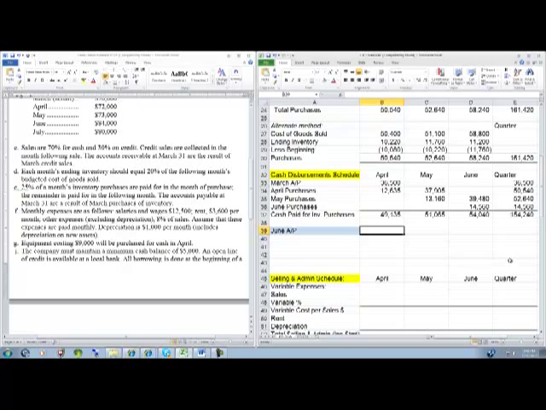Now, thinking about that June AP again, remember it's the amount that was purchased in June that's not going to get paid for until July, and that's 75% according to our assumption. Alright, we've got our cash paid for inventory purchases ready to go, and we've got our June accounts payable. This concludes the demonstration of doing a cash disbursement schedule.